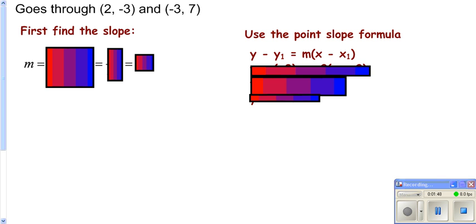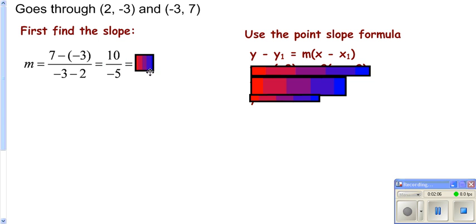Here you're asked to figure out the equation of a line that goes between these 2 points. Well, no matter which formula you want to use, the point-slope or the slope-intercept, you need to first of all find your slope. So remember, rise over run, changing your y's over changing your x's. So we end up getting a 10 over a negative 5, or a slope of a negative 2.